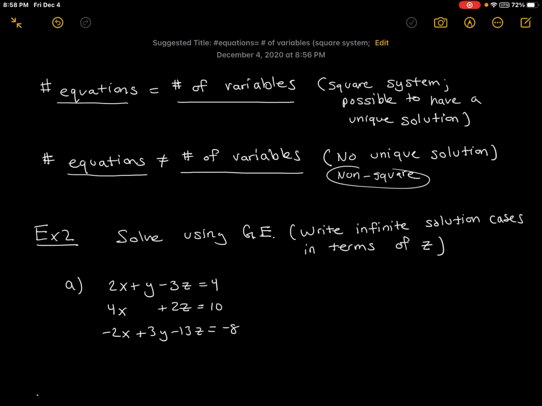All right, so far we've studied square systems, and square systems are basically where the number of equations equals the number of variables. So we've had three equations and three unknowns, right? And it's possible to have a unique solution. Unique solution just means there's one solution. But if you have a non-square system where the number of equations does not equal the number of variables, you're guaranteed no unique solution, which often means that there could be infinite solutions. Okay, so typically this is the case where you have infinite solutions.